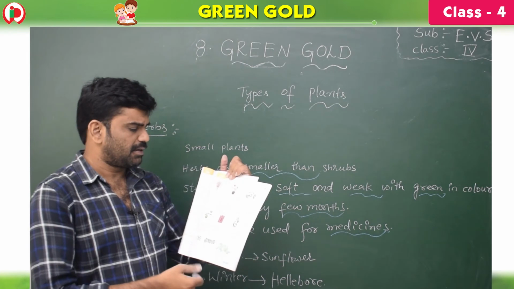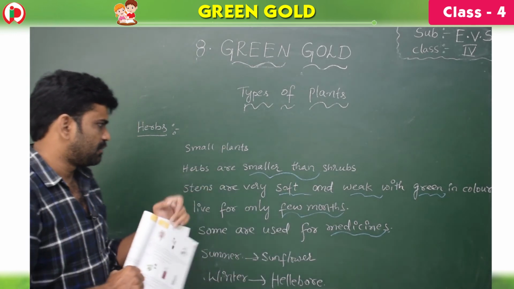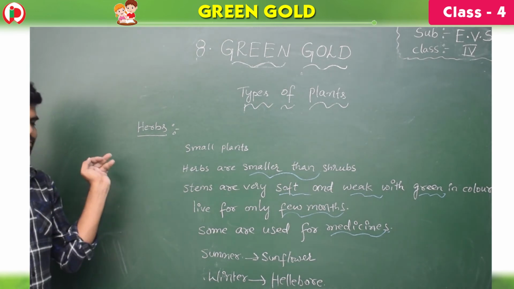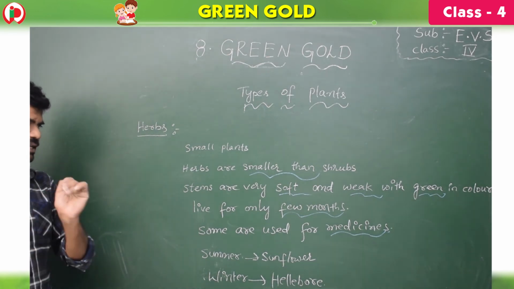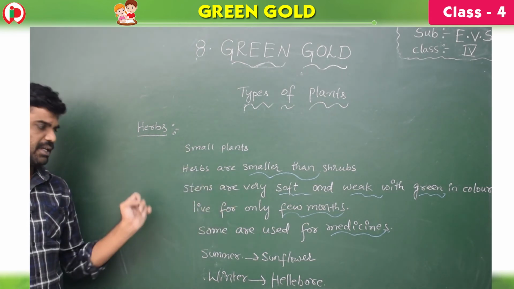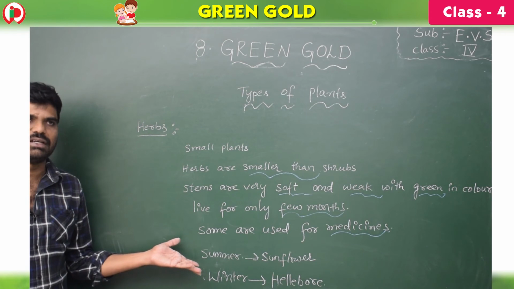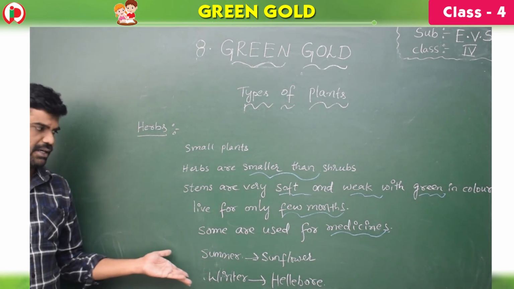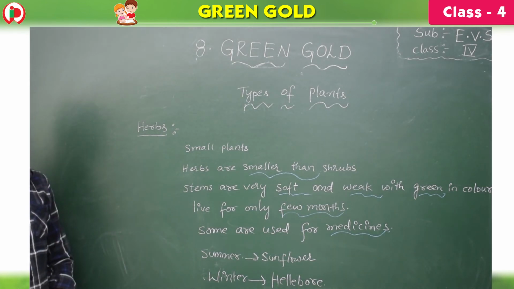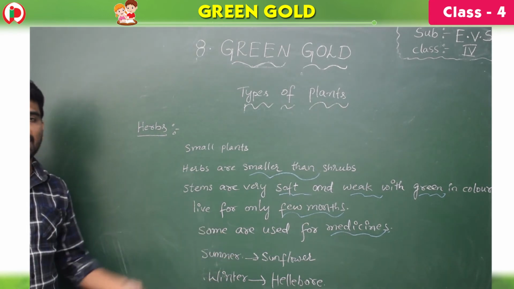See the diagrams, the figures are there, children. The above ones are shrubs and the below ones are herbs. So once again I repeat, herbs are smaller than shrubs and are small plants. The stems are very soft and weak with green color and they live only for a few months, whereas shrubs live for many years. According to the season they live. Sunflower lives only in summer. Hellebore lives in winter, and some herbs are used for medicines also, children, in Ayurveda. Examples are mint, spinach, tulsi, brinjal.